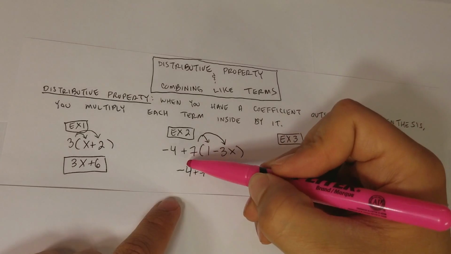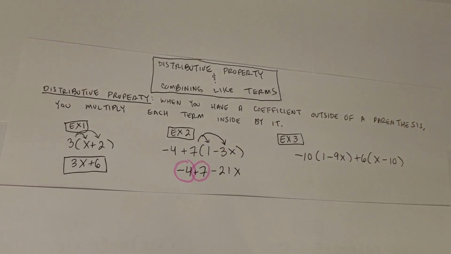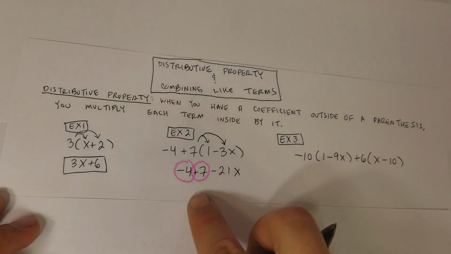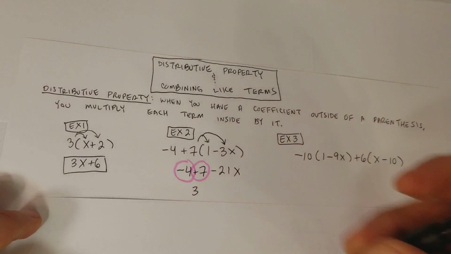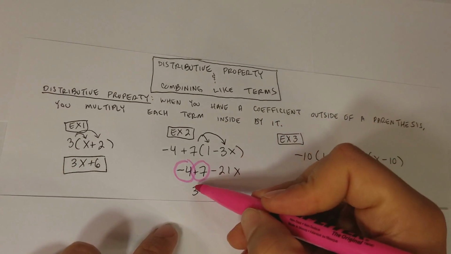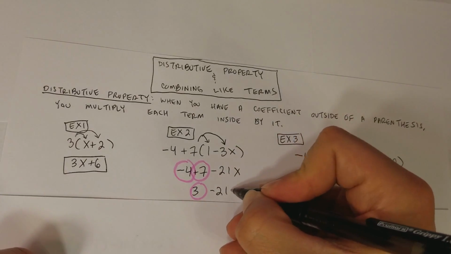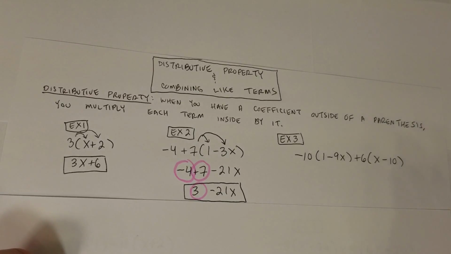Well, if you notice, we have like terms here. Neither of them have variables, so we could actually put those two together. -4 plus 7 will give me a positive, because the positive one is bigger, 3. So we get 3. That came from 7 minus 4, and then we just drop down the -21x. We don't have any other x's, so we can't really do anything about that. So done. There's our second simplification.